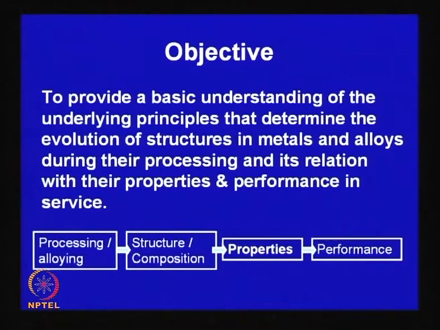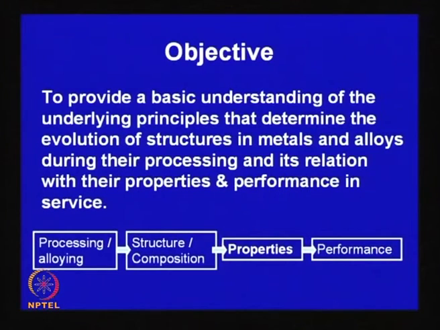Now, the objective of this course is to provide a basic understanding of the underlying principles that determine evolution of structures in metals and alloys during their processing and its relation with their properties and performance in service. And metals that we use are produced by selected processing techniques, and their properties are controlled by the structure and composition, and the performance of this material is in turn controlled by properties.